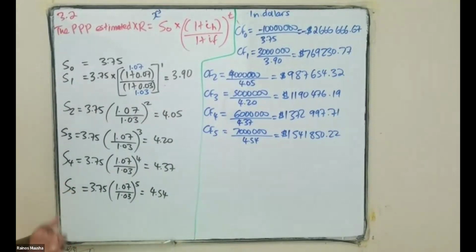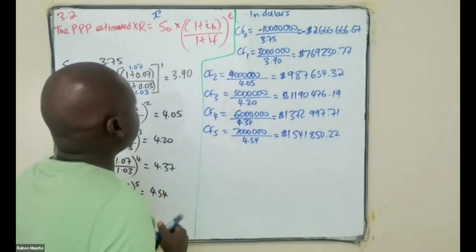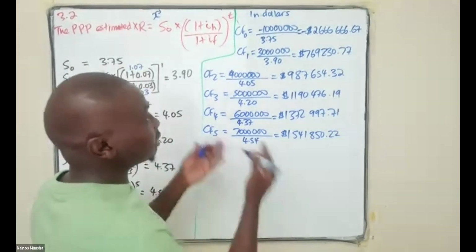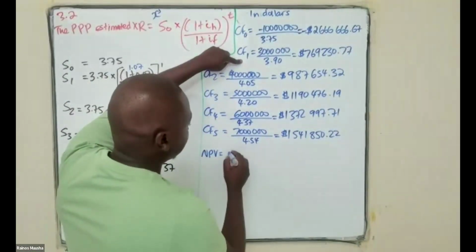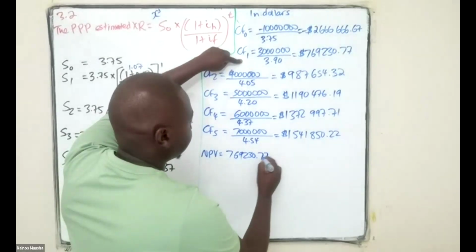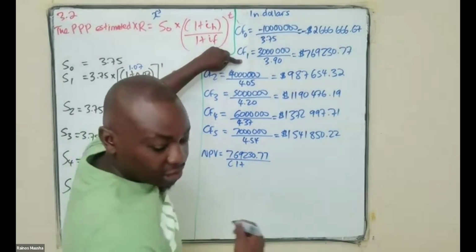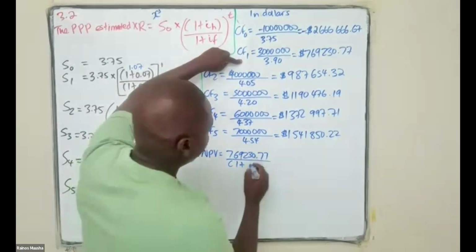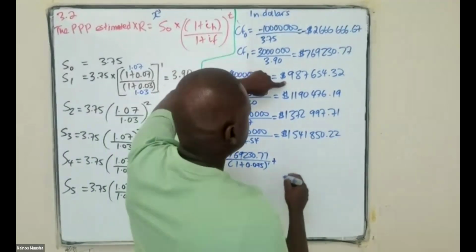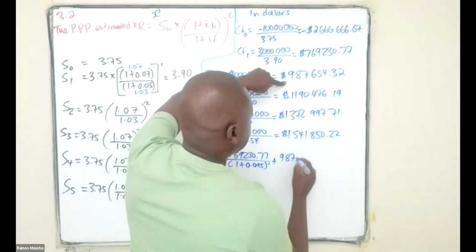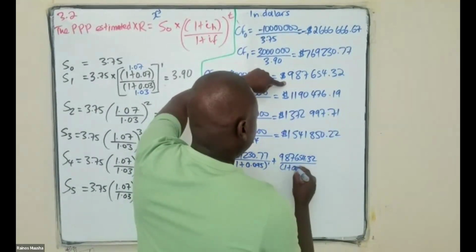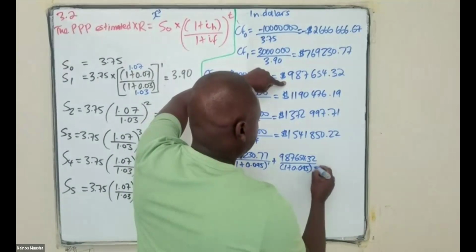So we can go ahead and calculate the net present value, which is the present value of expected future cash flows minus what? The initial investment. The first future cash flow is 769,230.77 divided by 1 plus, remember the cost of capital in US dollars is 9.5%, which is 0.095, to the power of 1. The second one is 987,654.32 divided by 1 plus 0.095 to the power of 2.